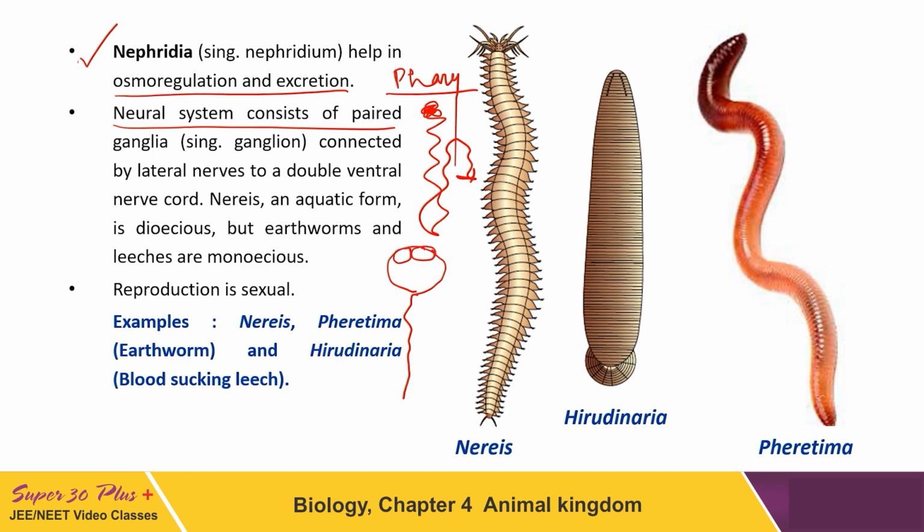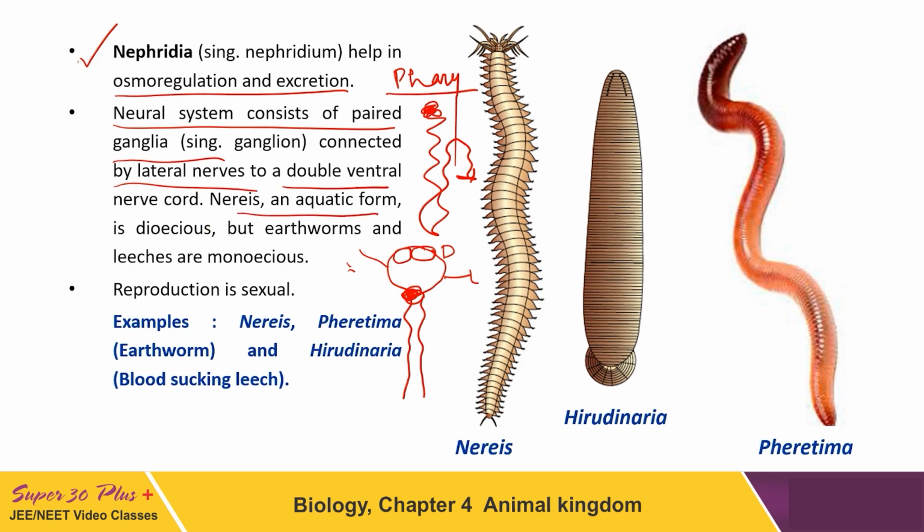These are the nerve ring. These are on the dorsal side. And here, this is the body. It surrounds the alimentary canal. So it consists of paired dorsal ganglia connected by lateral nerves. These are the lateral nerves, and this is the ganglia which is present on the ventral side. Double ventral cord we have. This is the double ventral nerve cord. Remember, double ventral nerve cord.